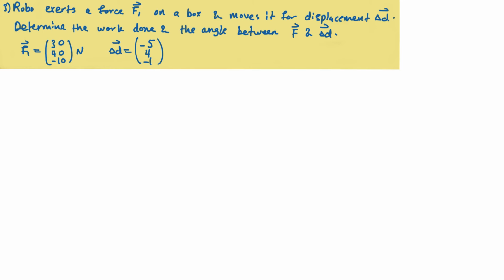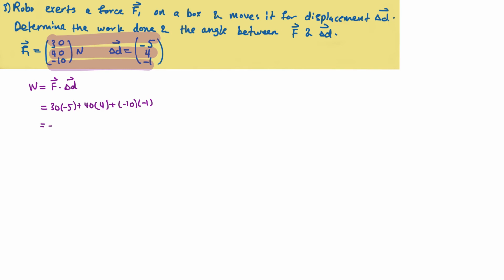Well, we know that the work done is equal to the vector force dotted by the displacement. And we have the components of force and displacement, so we can use them. So we are going to take the x components, multiply them, y components, multiply them, and z components, multiply them, and get their sum. So we get 30 multiplied by -5 plus 40 times 4 plus -10 times -1.